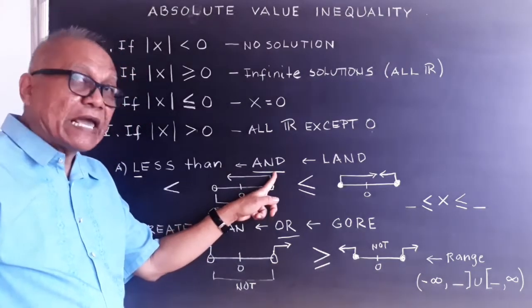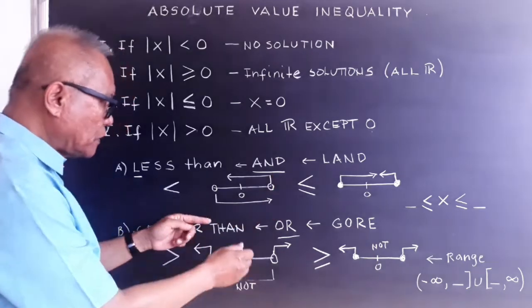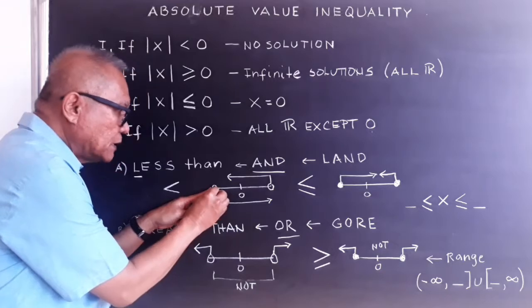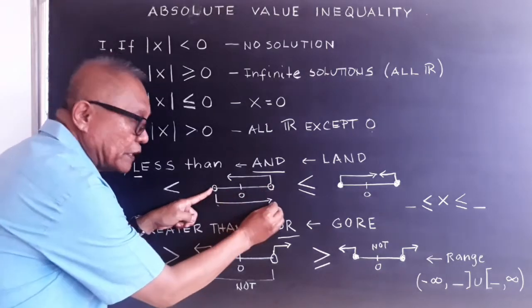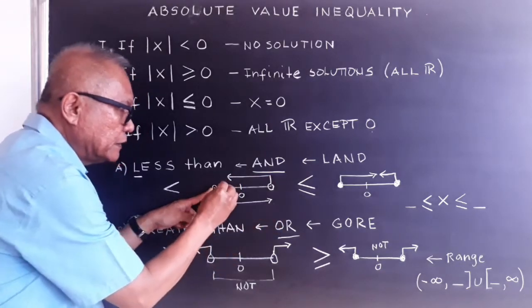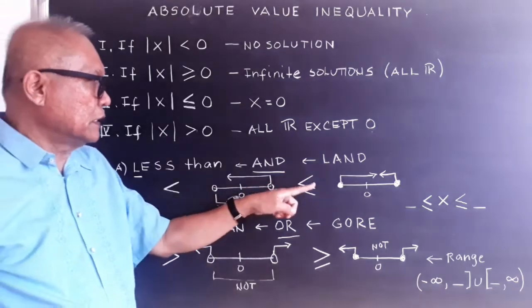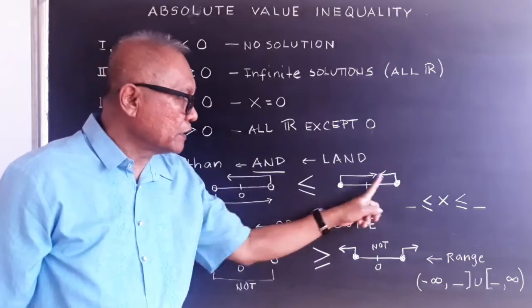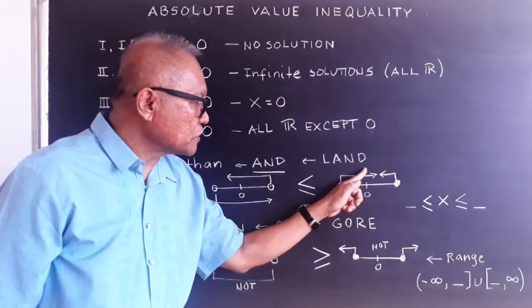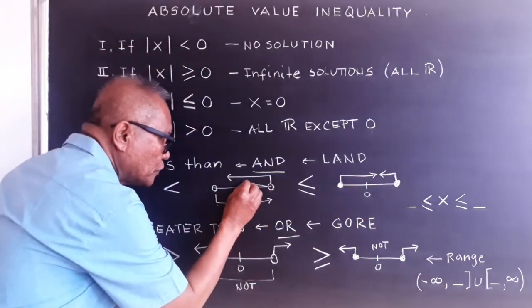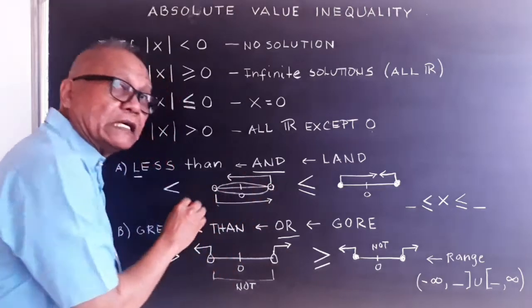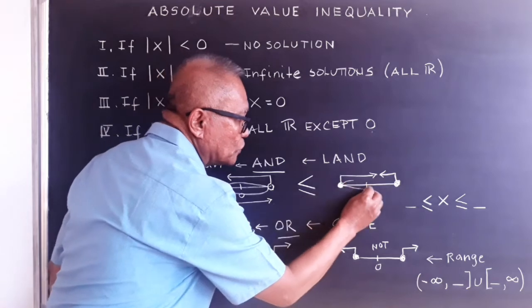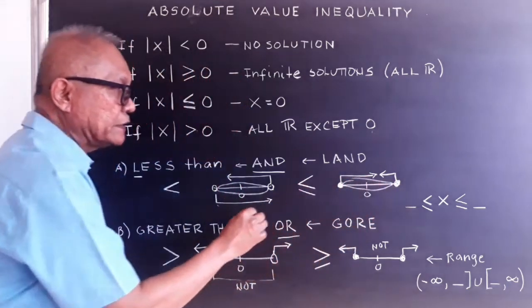When we encounter less than or equal to, this one will use the AND, meaning our diagram will be like this. This one's going there and this one's going there. For the greater than or equal to, we have the shaded, and then this one's going there, this one's going there. Usually this portion here will be the solutions of our absolute value inequality.